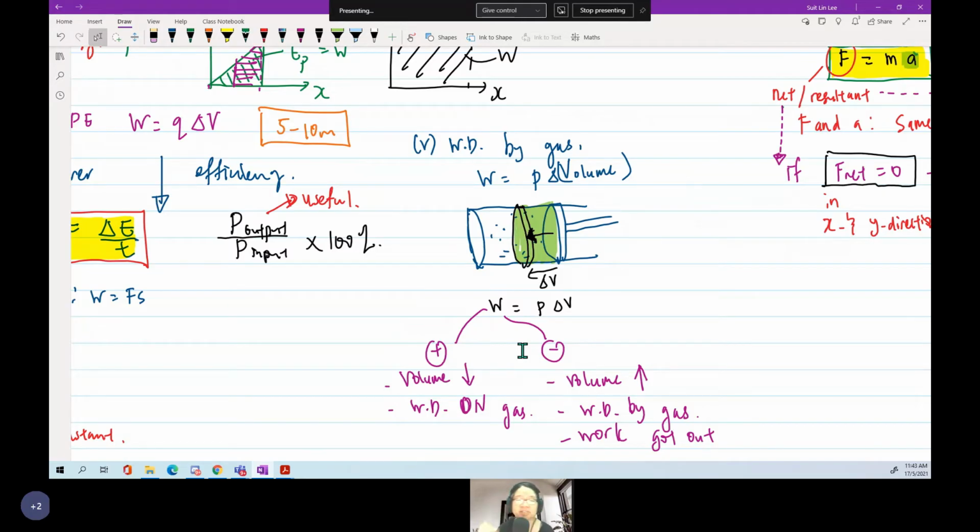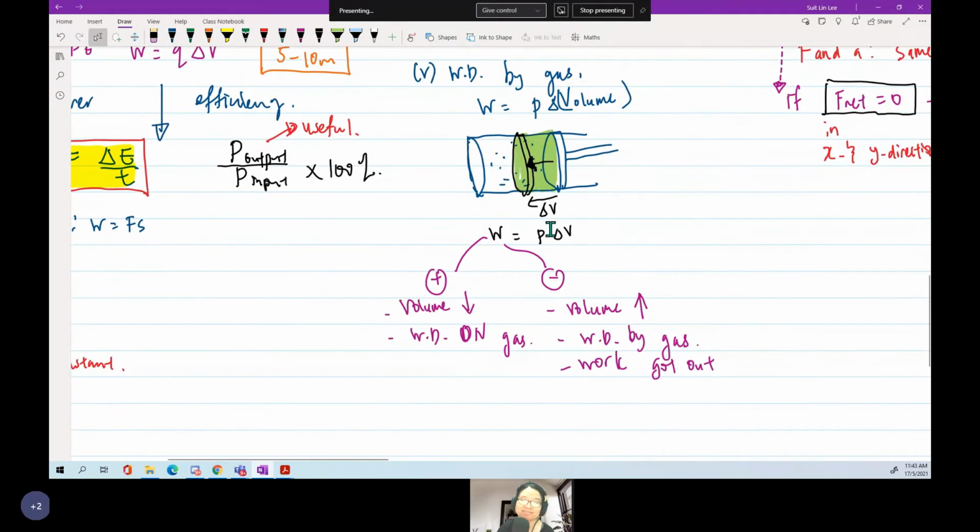Yeah, don't think about force here. You can, but it's a bit unnecessary. For gas, it's easier to consider whether the gas is increasing in volume or decreasing in volume. If you want to think about F and S as being the same or opposite direction, then it may seem like force and displacement is always in the same direction.